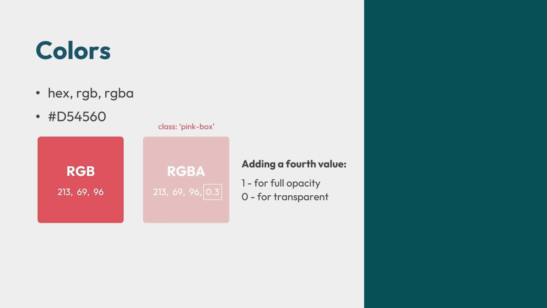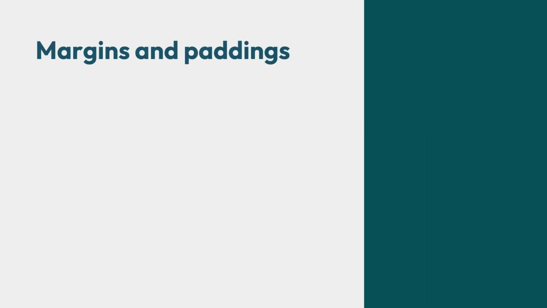So, for example, if I have a class called pink box, which I'm using for this div, on the right side, you can see how I could define the background color of my div. So I would write RGBA, I would type 3 values, which are basically RGB values for my color, and I would add this 4th value, in my case 0.3, that would determine the transparency of my color. Now don't worry, we are not writing the CSS code yet. This is just to show you how RGBA values work and what the 4th value actually means.